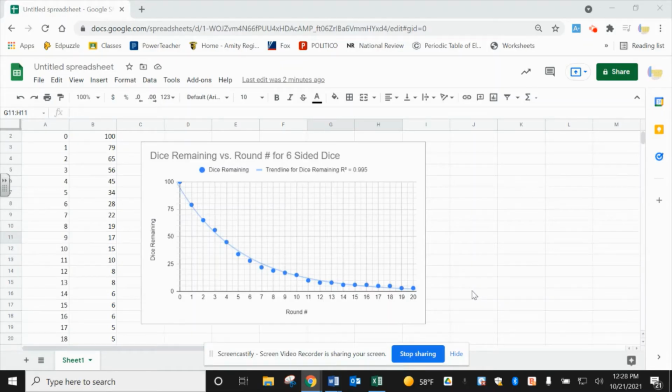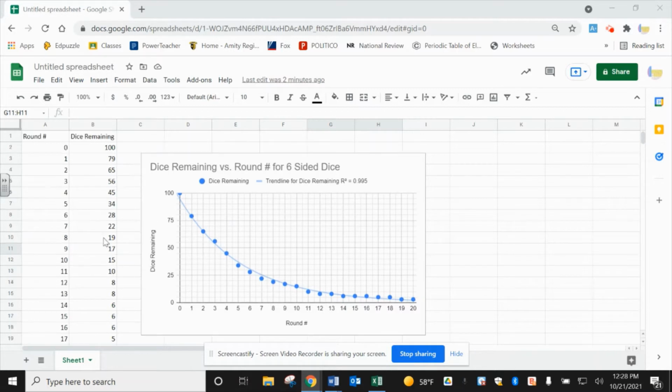Okay, the final thing you need to do for this lab, once you have all your dice rolls completed, is you need to graph the data and create your decay curve. So what you're going to do is you're going to manually type in all of the data you collected into a Google Sheet. First column A is going to be round number. Second column B is going to be the dice remaining.